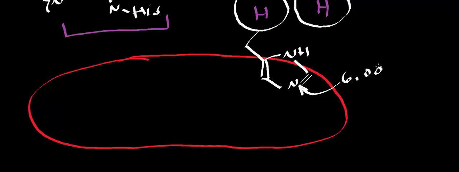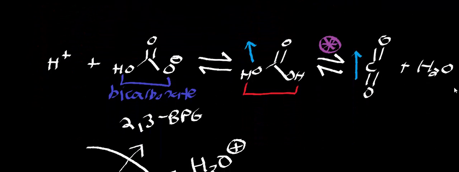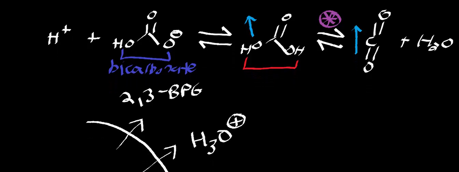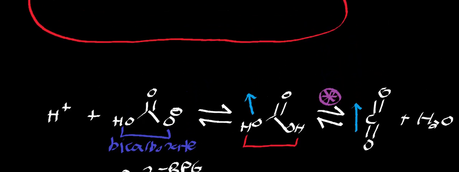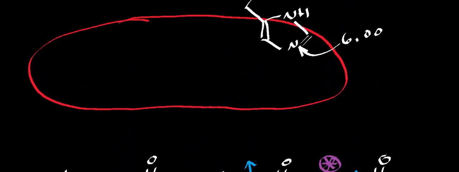The pH of the blood is not within the pKa plus or minus 1 pH unit, right? But as you start to lower the pH of the blood, because you're building up these hydronium ions, you start to increase the propensity of these imidazole nitrogens to bind protons, right?